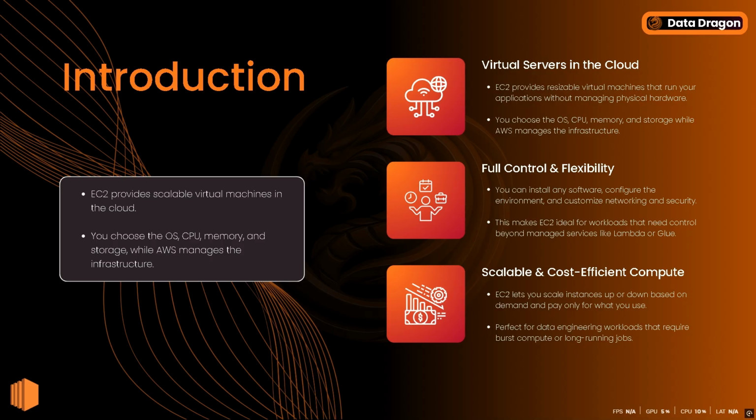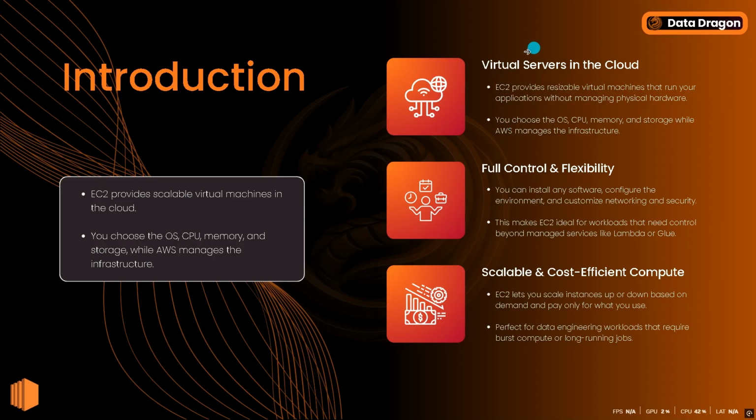EC2 provides scalable virtual machines in the cloud, and like I said, we choose the OS, CPU, memory, and everything, and AWS manages the entire infrastructure. This is a service that provides resizable compute capacity. Think of it as renting a computer, but in AWS data centers. So it's flexible, powerful, and used everywhere in real-world pipelines.